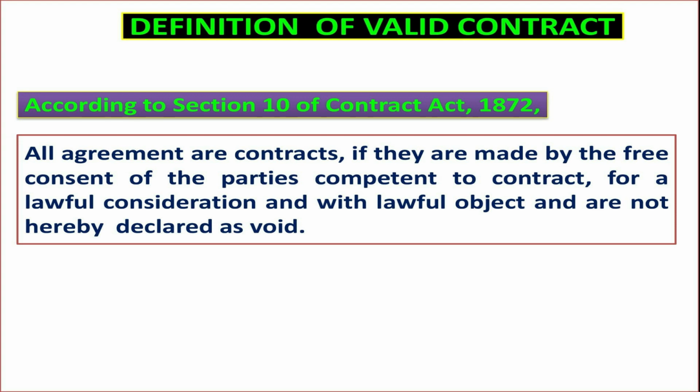Whereas the definition of a valid contract has been given in section 10 of the Contract Act 1872, and that is: all agreements are contracts if they are made by the free consent of the parties competent to contract, for a lawful consideration and with a lawful object, and are not hereby declared as void.